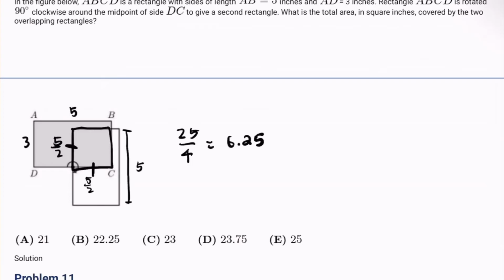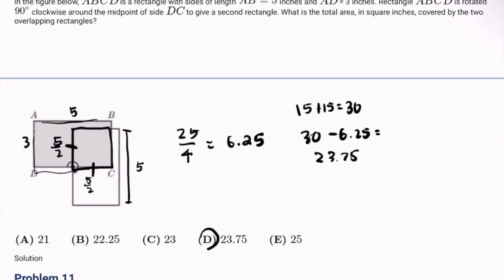And 25 over 4 is just 6.25. So now we know that the area of ABCD is 5 times 3, which is 15. So 15 plus 15 equals 30. And from 30 we need to subtract off the overlapping to get the total area. So minus 6.25, which gives us just 23.75, which is D.